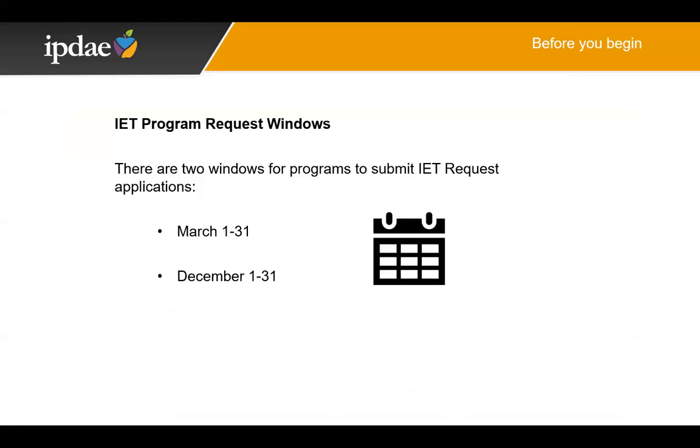So if you didn't see this announcement earlier this year, just know that your IET must now be submitted at specific times during the year. So in the past, it was kind of more of a rolling deadline. And so now we have two windows to submit the IET request applications. We have March 1st through 31st. And then we have December 1st through 31st. So since March has already passed, our next window of opportunity will be December.